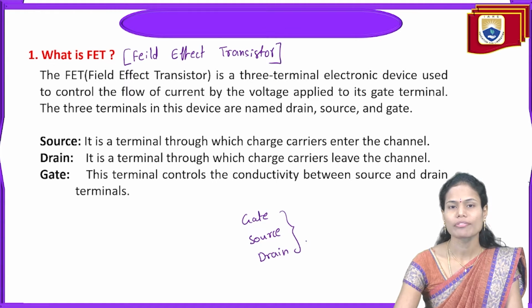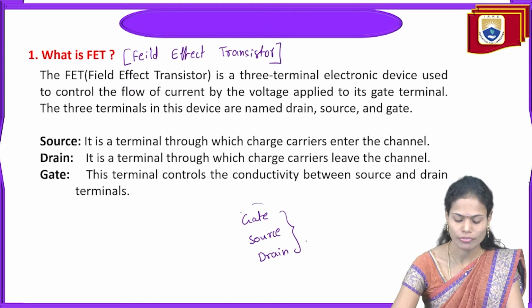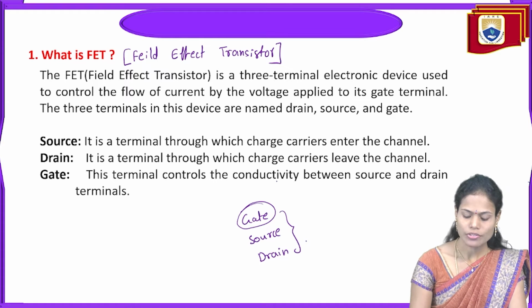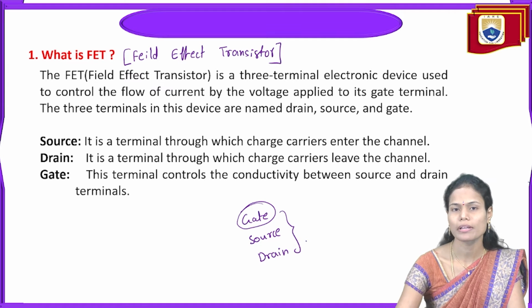In this particular FET, the current conduction is due to only the majority charge carriers, and that also depends upon how much voltage we are applying to the gate terminal of the FET. That's why it is called a voltage controlled device. FET is called a voltage controlled device. Why? Because it depends upon the applied input signal or input voltage only. It is able to generate the current within it.